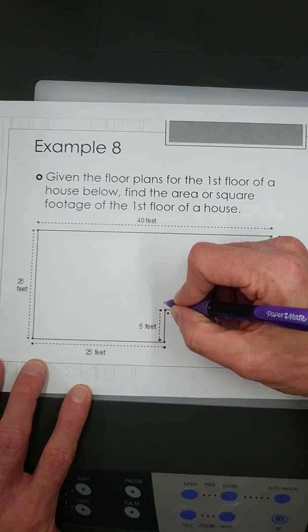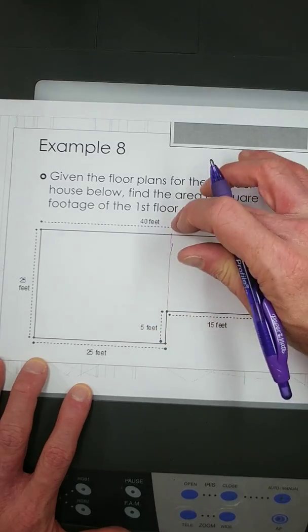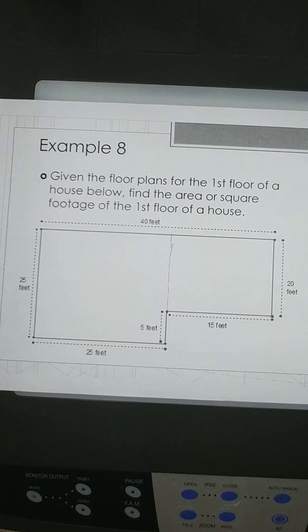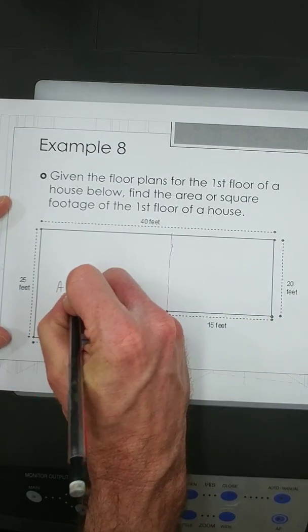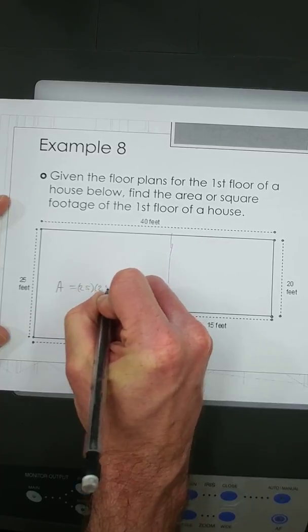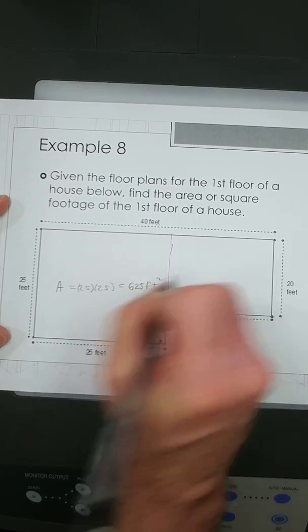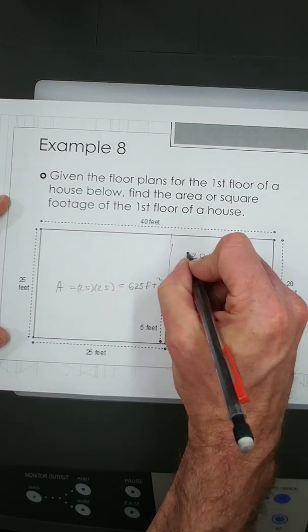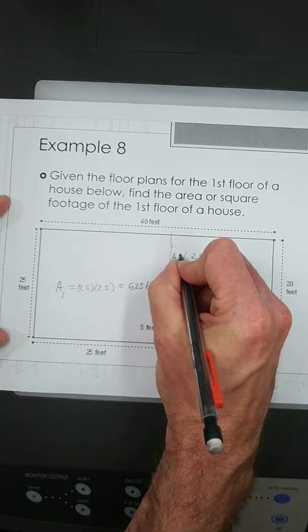But what we can do, and there's multiple ways to do this problem, is divide it up into 2 objects. See how I drew that line? That divides it up into 2 rectangles. And then you could just find the area of each rectangle. This one's 25 by 25, so 25 times 25 gives you 625 square feet. And then this rectangle is 20 by 15.